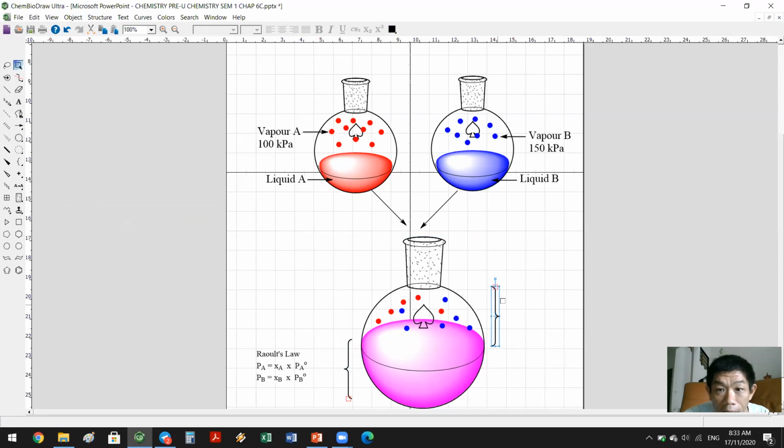Now they have become vapor. Once they have become vapor, you are going to use Dalton's law of partial pressure, where Dalton's law says that P total is equal to PA plus PB.